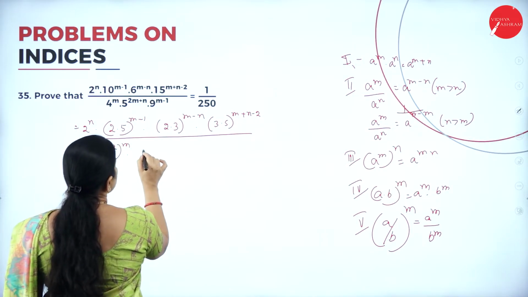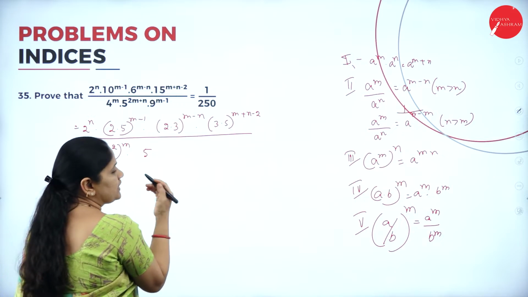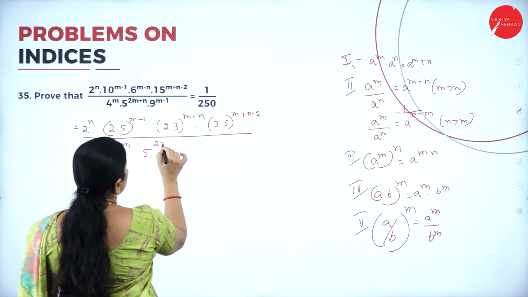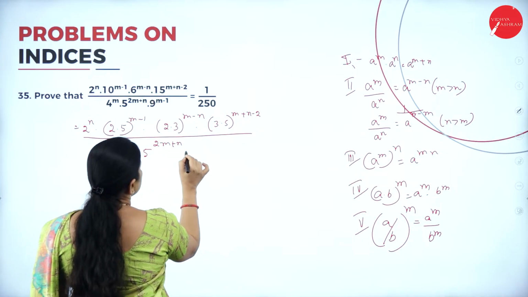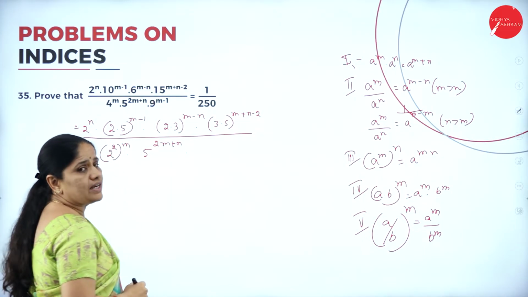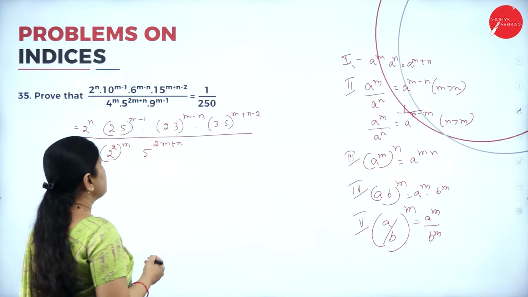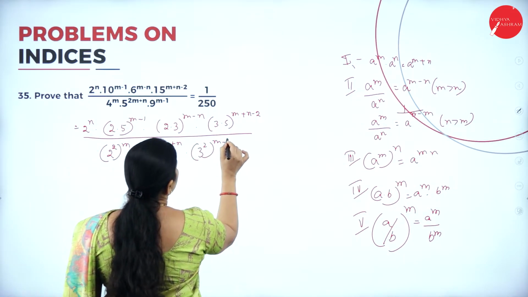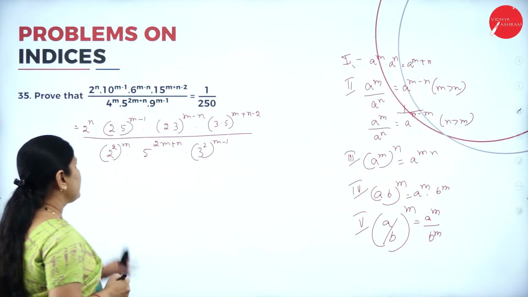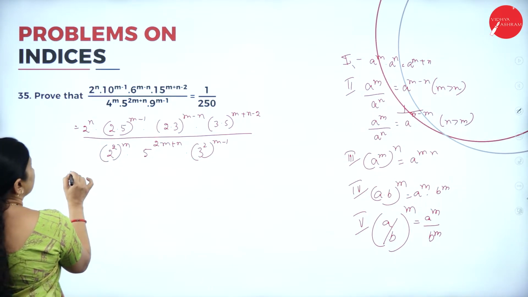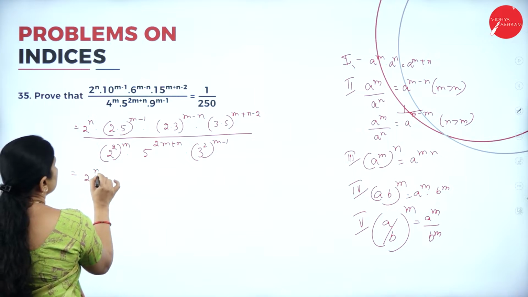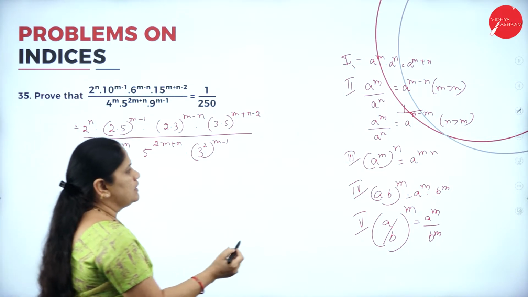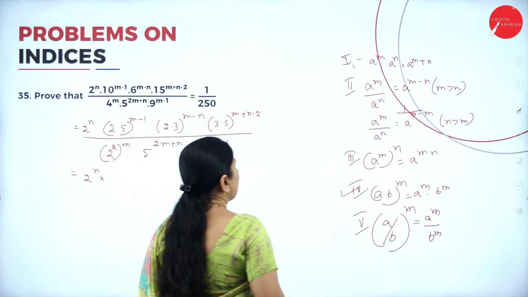Then next is 5 to the power. So 5, we don't have any multiples of 5. So I am writing it as it is. 5 to the power of 2m plus n. Then again 9 is given. So 9 is nothing but 3 square. So 3 square to the power of m minus 1. So when I further simplify this, I will get the answer as 2 to the power of n into, now this is of this law 4 we can apply here.